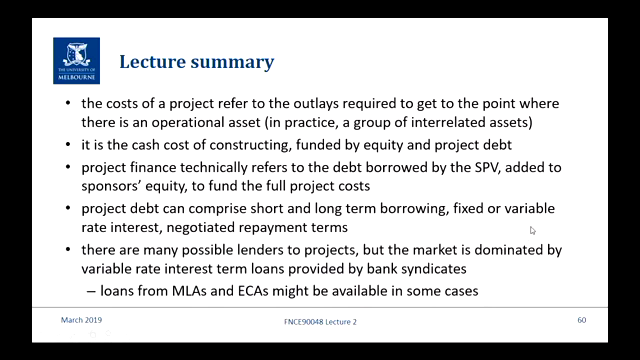There are many possible lenders to projects, as we saw, but the market is dominated by variable interest rate loans that are medium term at best, provided by bank syndicates. And we spent a bit of time carefully going through what explains that observed phenomenon. Loans from these other agencies might be available if your circumstances fall within their mandates.